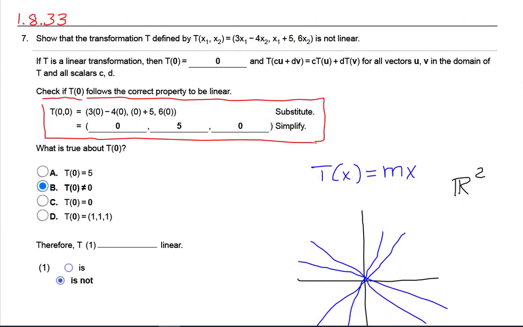All right, in our last question, we'd like to show that this transformation, which is defined here, is not linear. Well, the easiest way to see if something is linear or not is, does 0 go to 0? So simply plug in 0, 0, and what do we get? Well, that's 0. 0 plus 5 is 5. That's not 0. And the last is 0. So T of 0 is not 0.